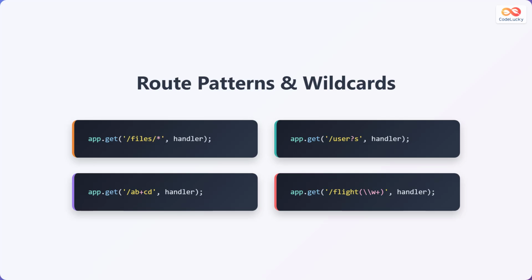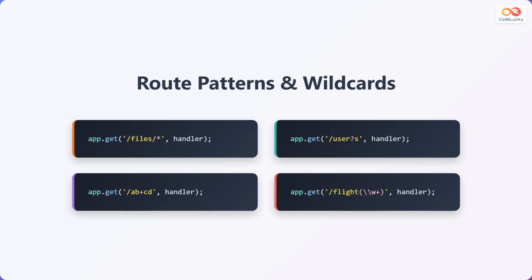Express supports route patterns and wildcards, allowing you to define more flexible routes that match multiple URLs. app.get('/files/*', handler); This matches any URL that starts with /files/ followed by any characters. app.get('/users?', handler); This matches both /user and /users.